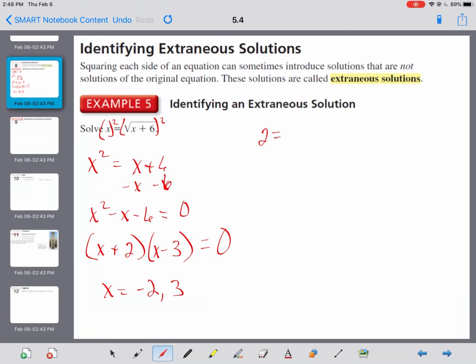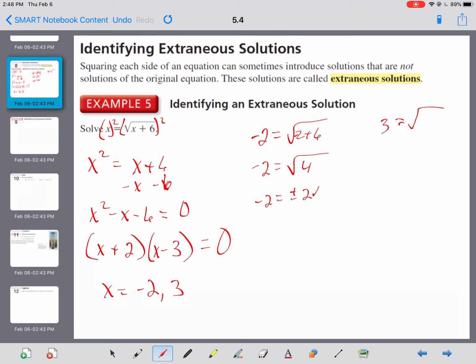But we should check them. So let's see. Sorry, negative 2. Negative 2 equals the square root of negative 2 plus 6, which is the square root of 4. Negative 2 equals plus or minus 2. So yeah, kind of works out. Okay, and we need to try 3. I mean, really, if you got the positive one, it doesn't. So it's like, sort of.